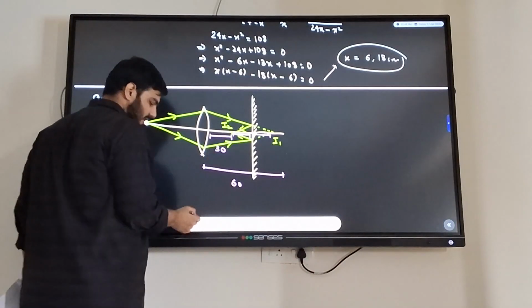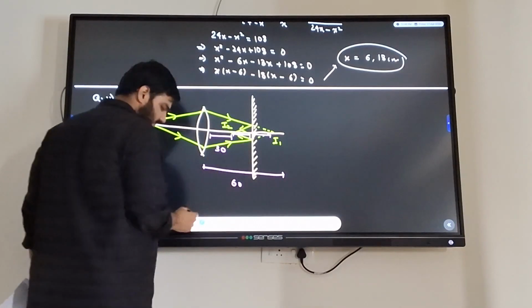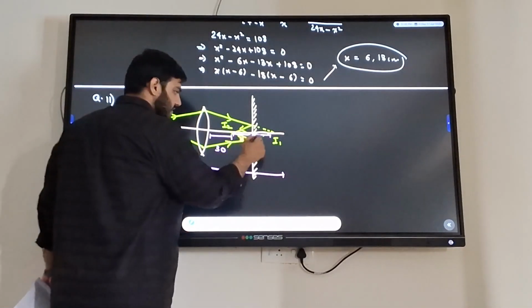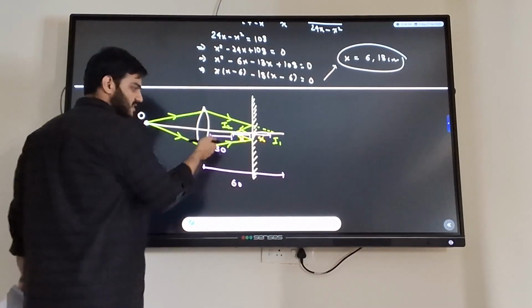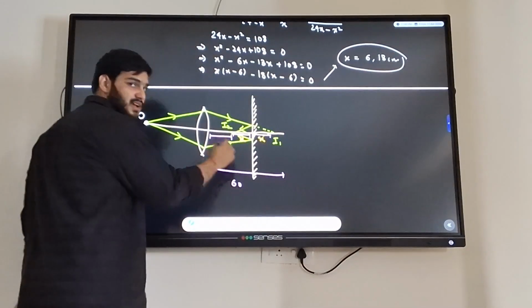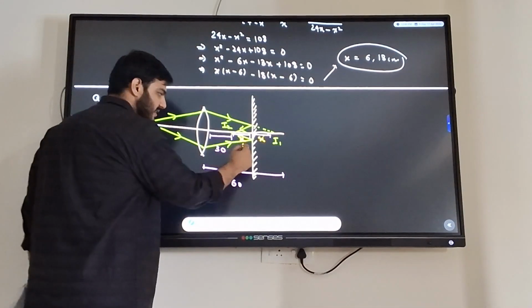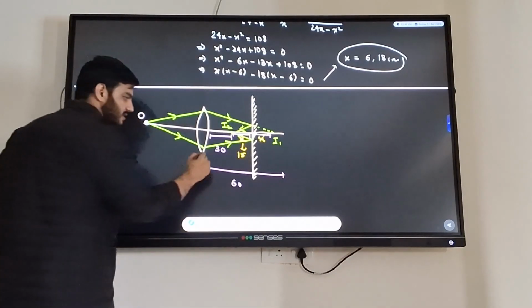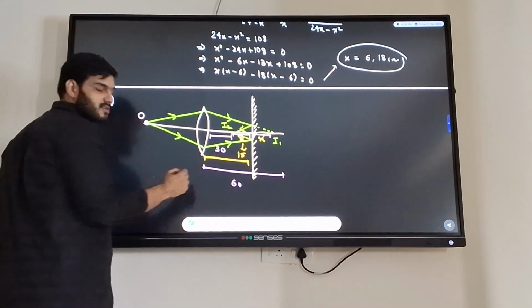This is 30, and these two are the same distances. They are x. Then x plus 30 equals 60. What should that x be? 15. Do I have to show it? I think you can even do it in your head. Then what is this distance? 45.